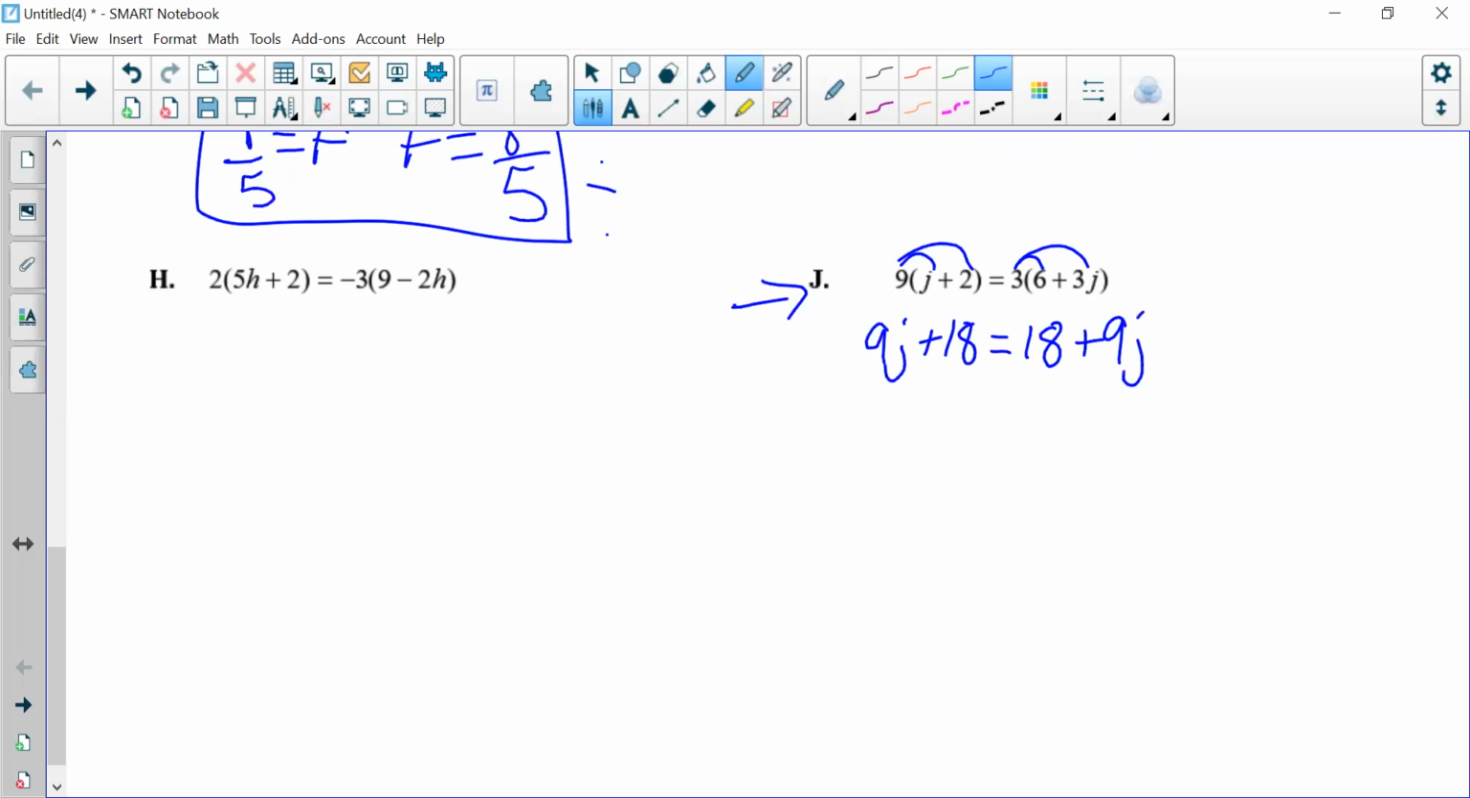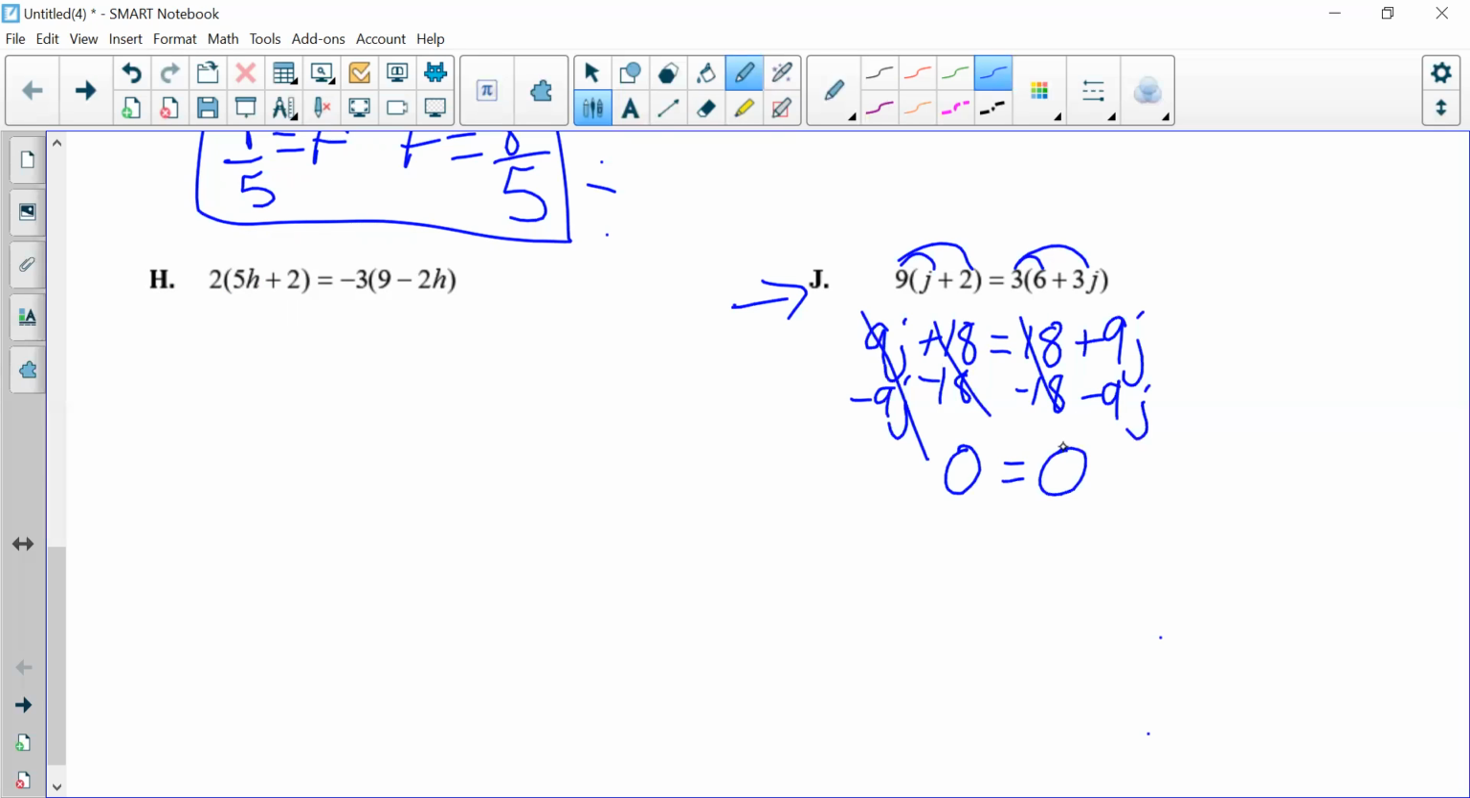All right, so let's pick a side. Let's put all my j's are positive, so let's put all my j's on the left, right? So minus 9j, minus 9j. Wait a minute, that cancels out. Okay. Well, let's put our 18s together. So minus 18, minus 18. All right, so we ended up with 0 equals 0.